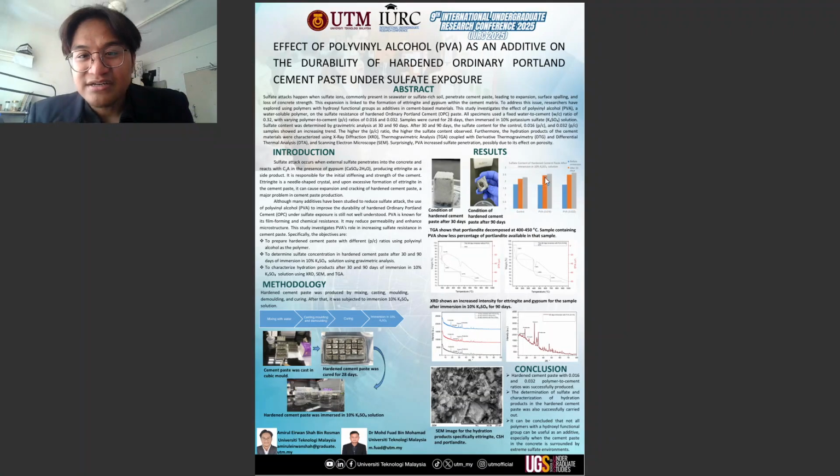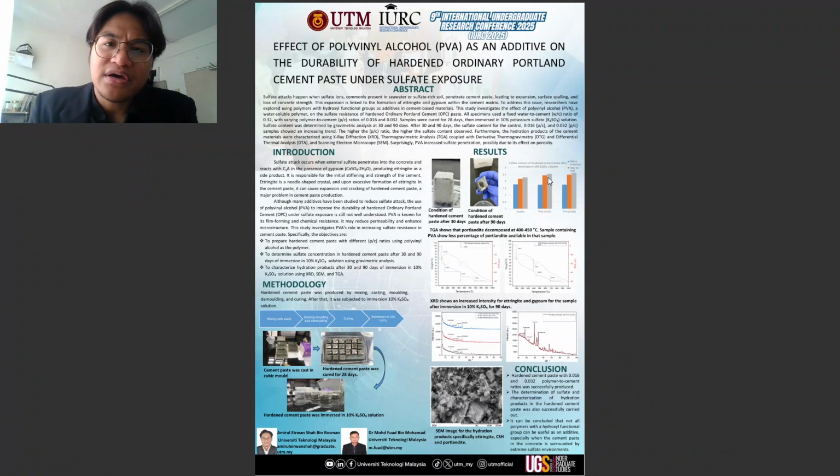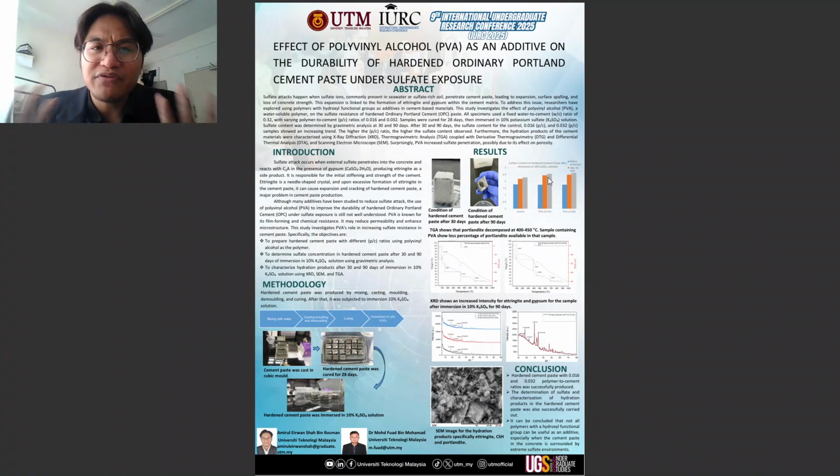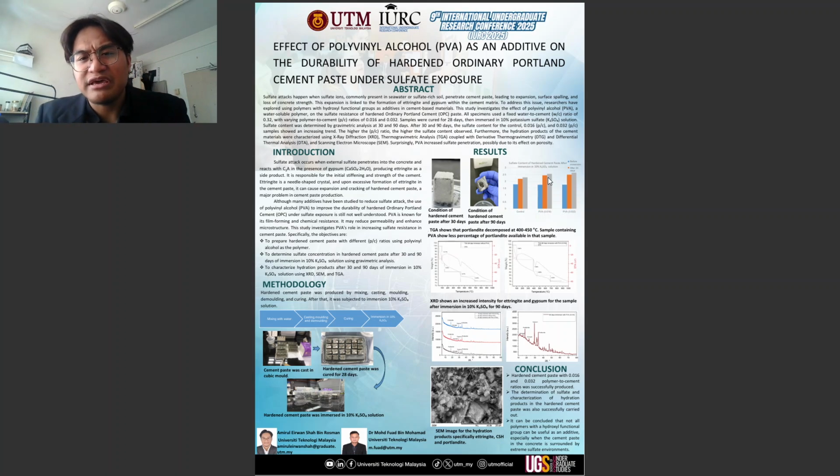It lessens. So this result shows that when you add more PVA, more sulfate penetrates into the cement paste. But we don't want this. This is actually in contrast with the idea that we said before. We said that PVA reduces the permeability, but from the results we see that when we add PVA, it actually increases the sulfate penetration. So we don't want this.